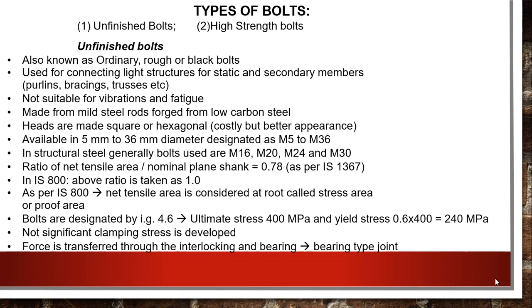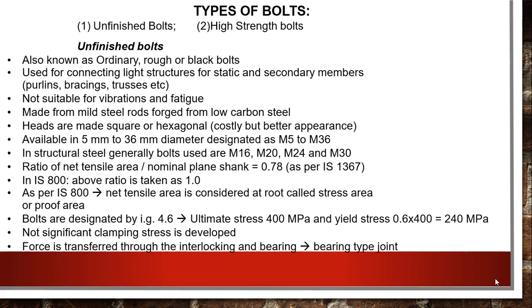The ratio of net tensile area to the nominal plane shank area is equal to 0.78 as per IS 1367, but in IS 800 2007, that is the updated IS code of steel structures based on the limit state method, the ratio is taken as 1. So as per IS 800, net tensile area is considered at the root, called stress area or proof area.